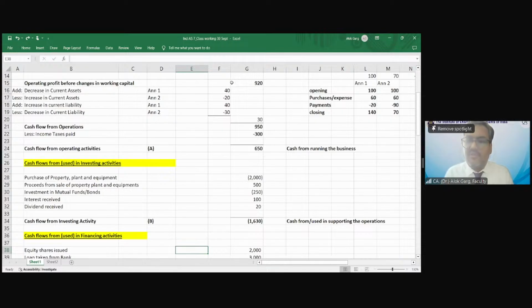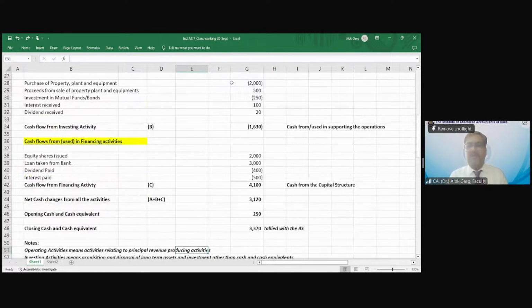Correct. So in the exam, if nothing is specified, then we can take any method. Yes, you can take any method, but apply your judgment whether you have sufficient information with respect to your direct method or not. Okay. So yes, you can do, but please write down the assumption that we are solving this question with the help of direct. Okay. So friends, direct method, indirect method, operating activity, investing activity, financing activity, cash and cash equivalent. So these are the important concepts.